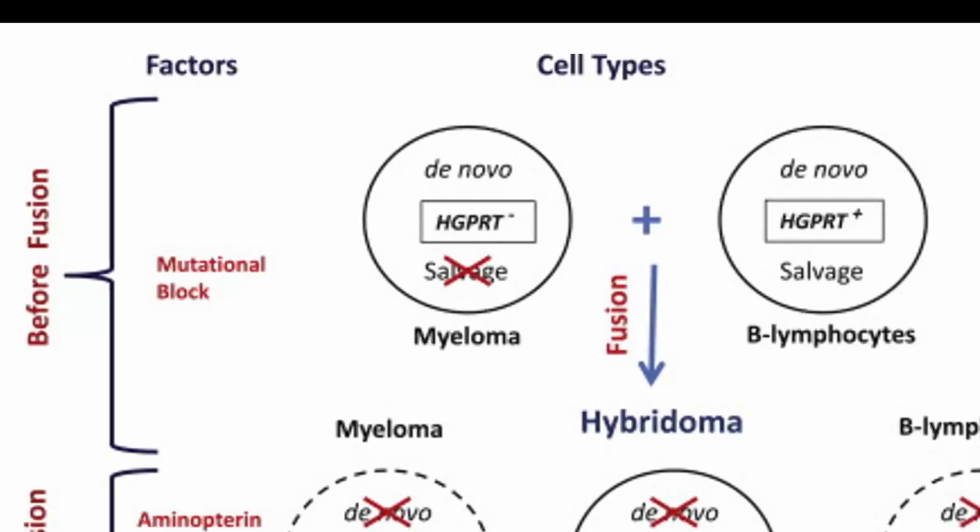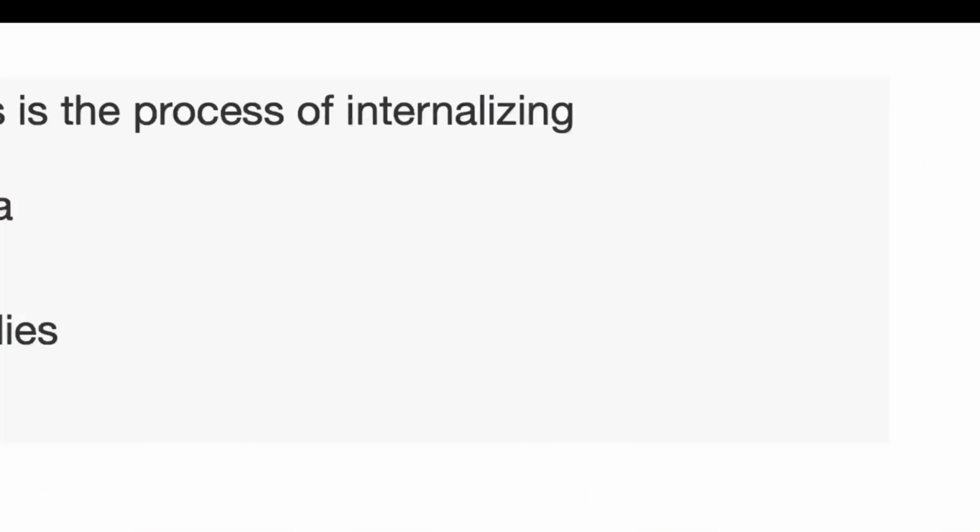Let's not stall any more time on this question and move on to the next question. Question number 8. Pinocytosis is the process of internalizing dash. Option A, bacteria. Option B, virus. Option C, antibodies. Option D, fluids.